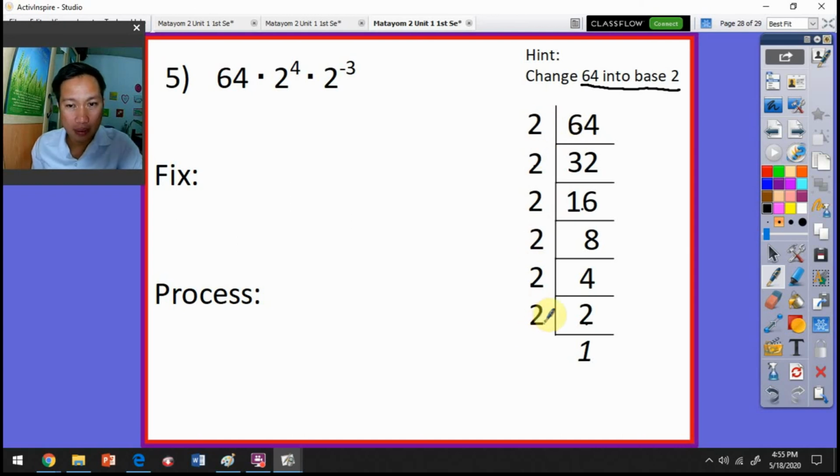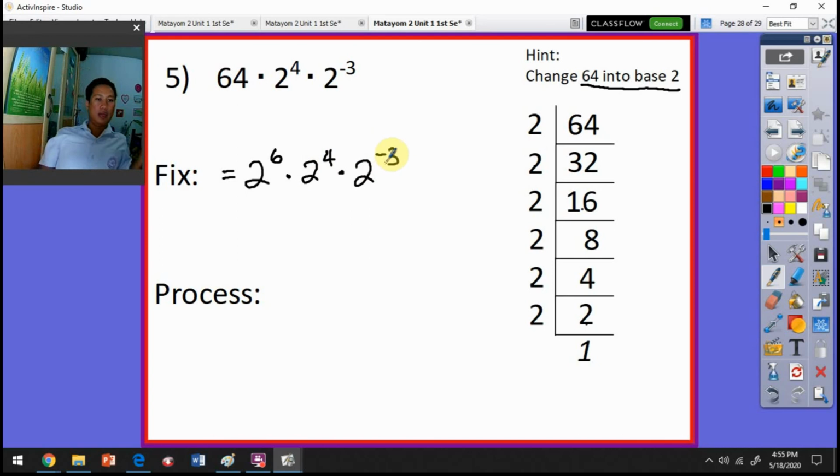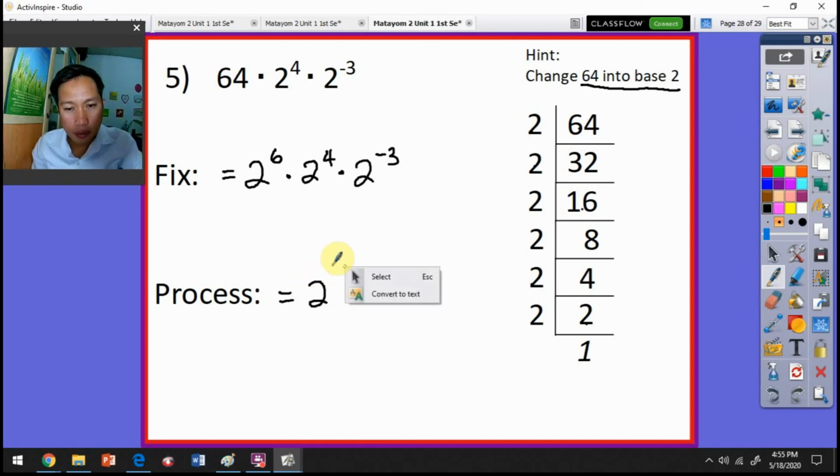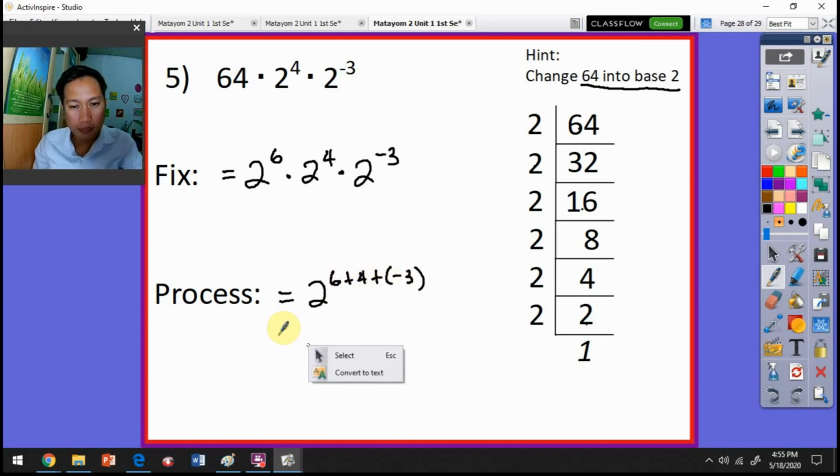So we fix it. We write 2 to the power of 6 times 2 to the power of 4 times 2 to the power of negative 3. Now we will add all of this together: 6 plus 4 plus negative 3 is equal to 7.